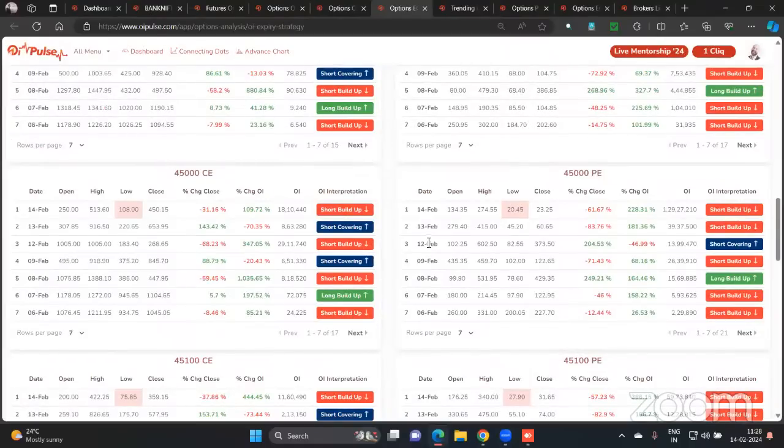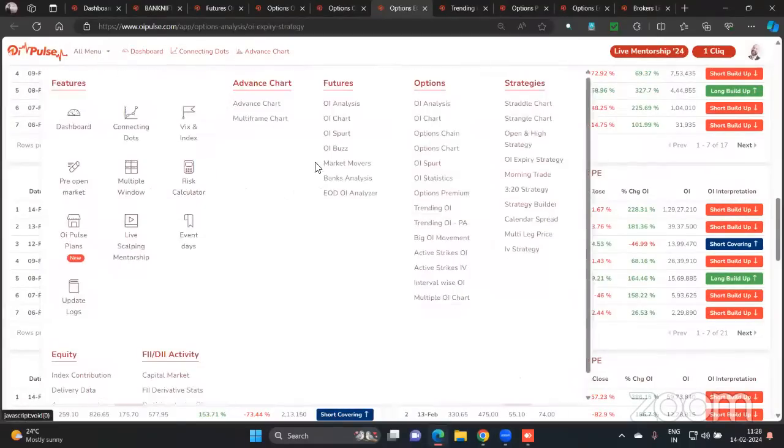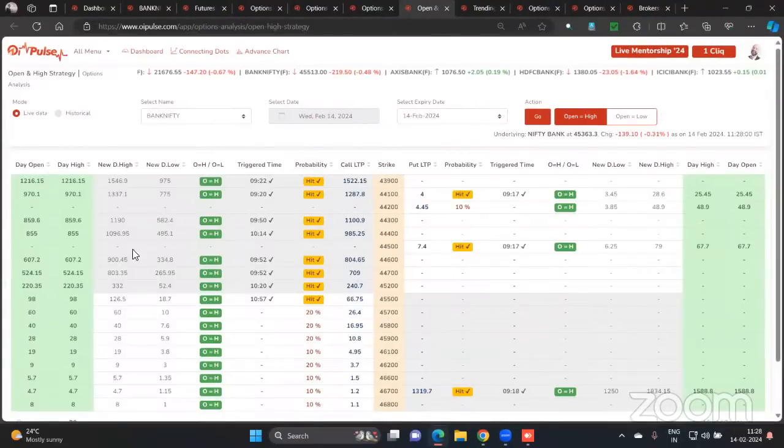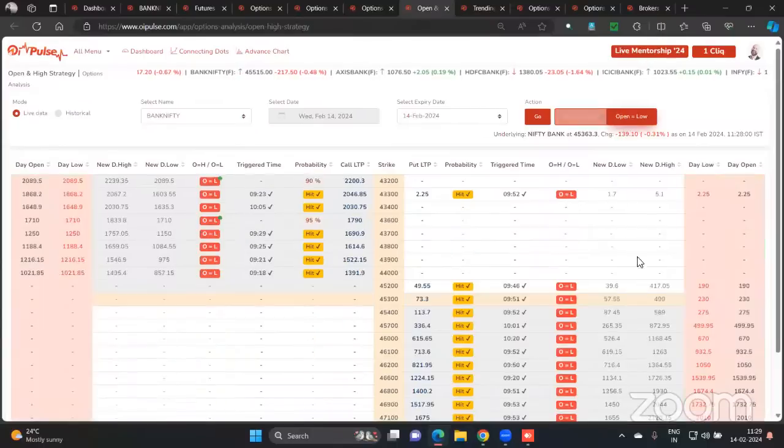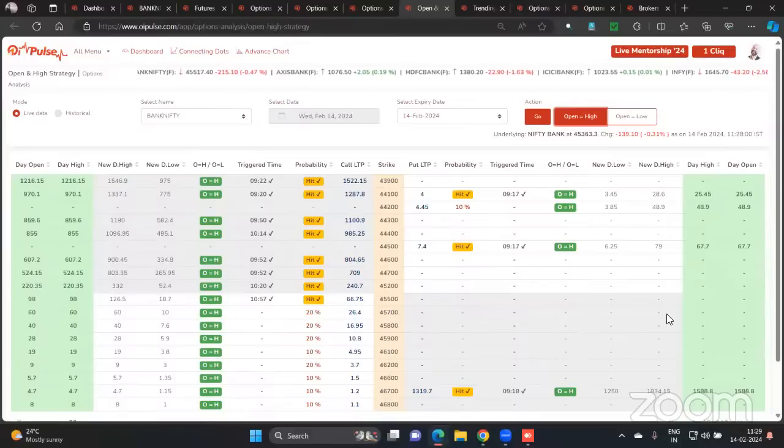Plus, with this, what is also one more thing which has happened? The open and high strategy. So if you look at the data in the morning, open and high was also giving you clues. All the calls have been getting the open and high, puts have been getting the open and low, which just means buyers can stay on the open and high, sellers can stay on the open and low, provided our parameters are getting fulfilled.